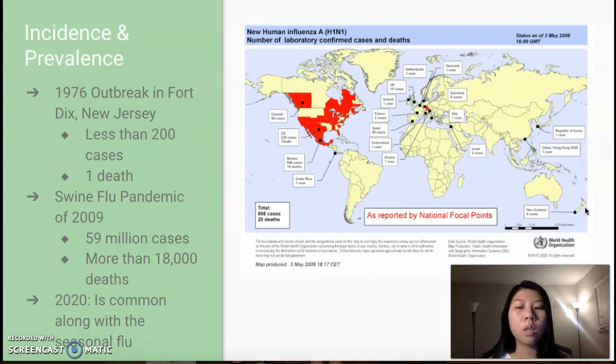But then in 2009, the swine flu pandemic occurred, and this map shows the beginning of the swine flu pandemic, which originated in the U.S. and then spread through the Americas, through Canada and Mexico, and then eventually spread across the world, making it a pandemic. In this pandemic, there were over 59 million cases and more than 18,000 deaths due to the H1N1 virus. And now in 2020, it's not as common anymore because there is a vaccine.